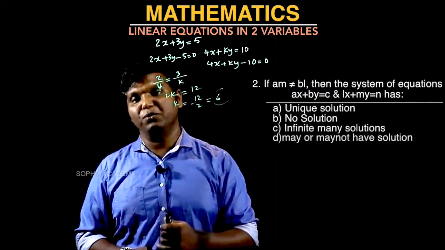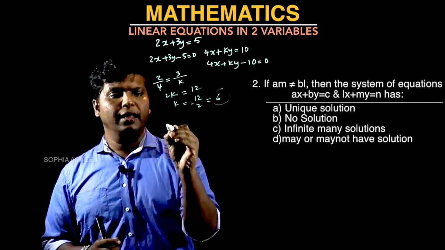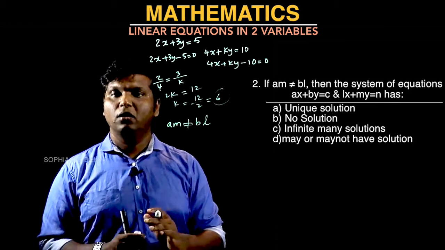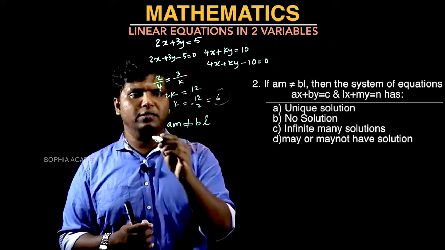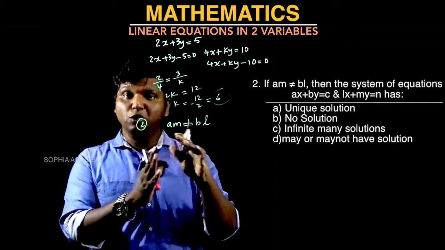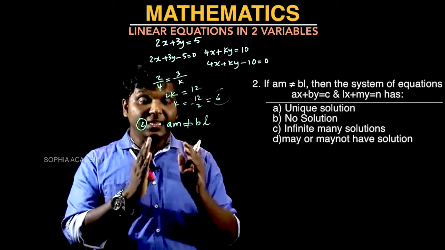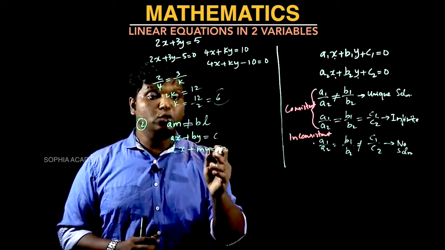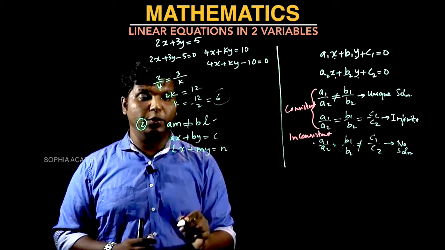Here goes the next question before you. If AM is not equal to BL, see the condition, AM not equal to BL. That's a condition which we haven't written here, right? Okay, this is the second question. So AM is not equal to BL, this is the condition given here. Then the system of equations, there are two equations given, let us mention them here. These are the two equations given.